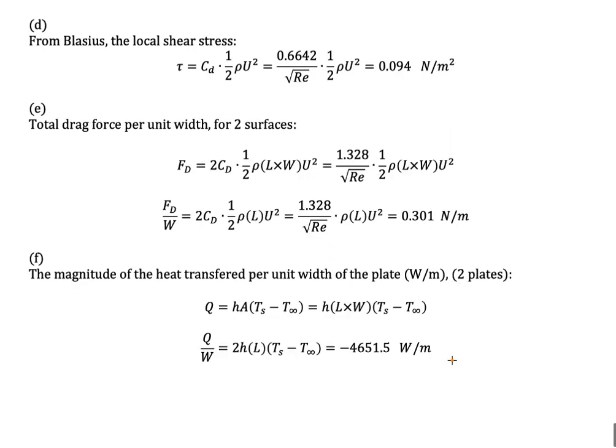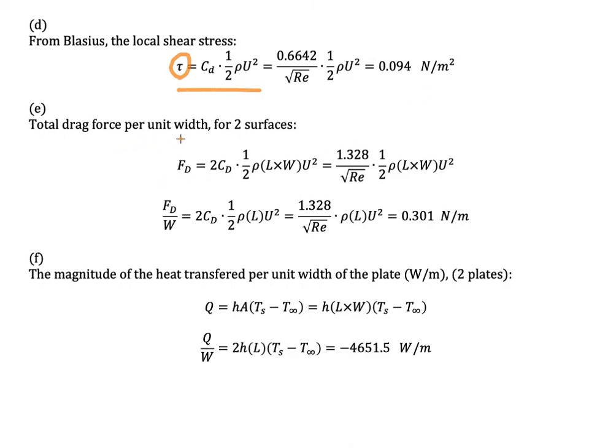So we could calculate the local shear stress. Tau is equal to Cd times 1 over 2 rho u square. Again, please be careful about this equation because we are calculating shear stress. Please do not substitute the value of surface area, because the value of A is not included here; we are only calculating the shear stress. We substitute everything, and we could get the value as 0.094 newton per meter square.